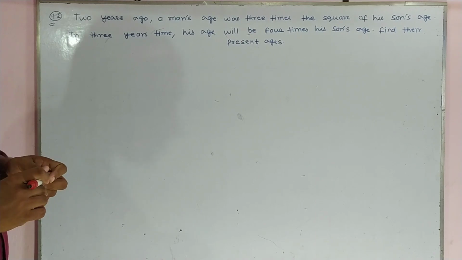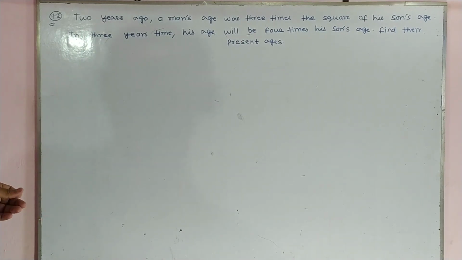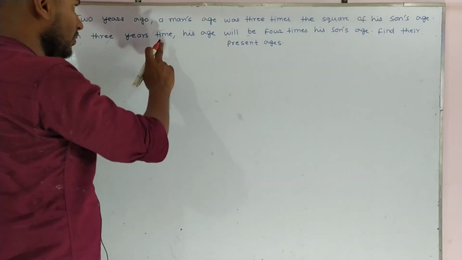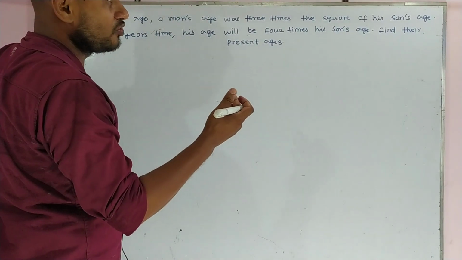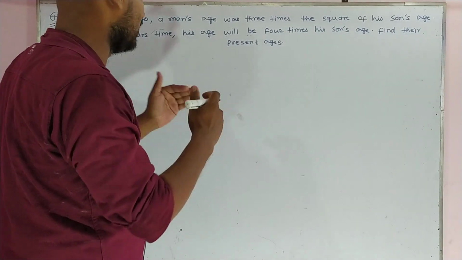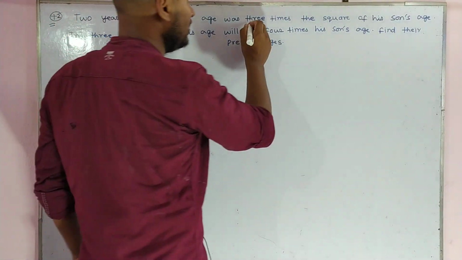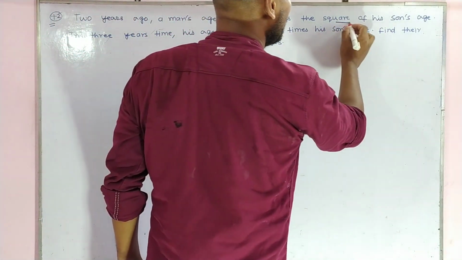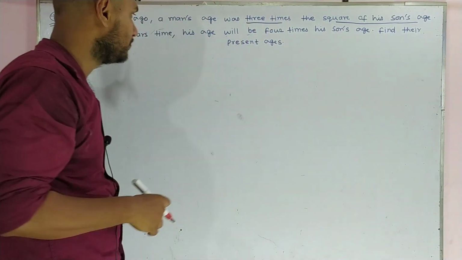Today we are going to discuss question number 42. Let us see here, question number 42. 2 years ago, a man's age was 3 times the square of his son's age. The question is asking about 2 years ago, a man's age was 3 times the square of his son's age.